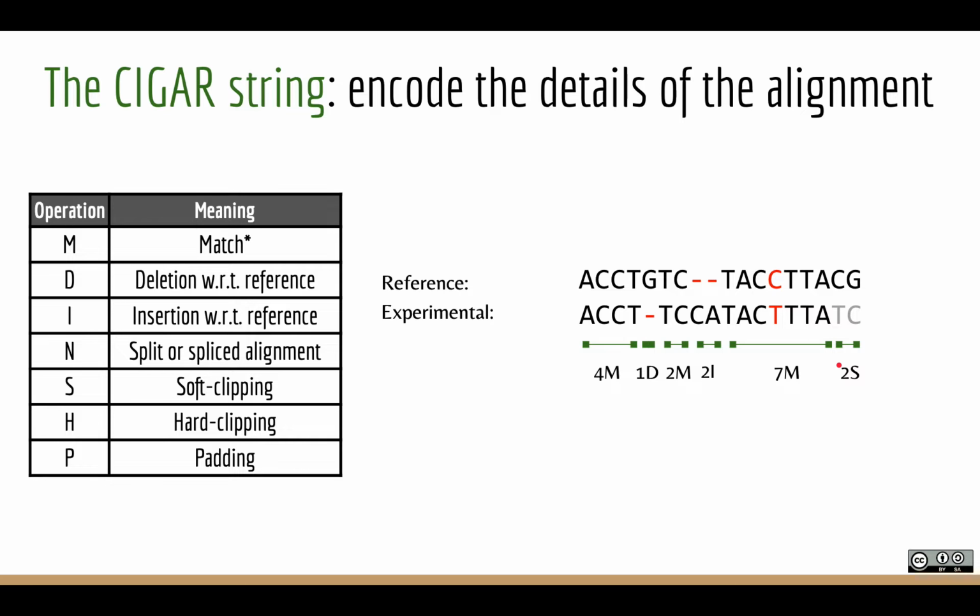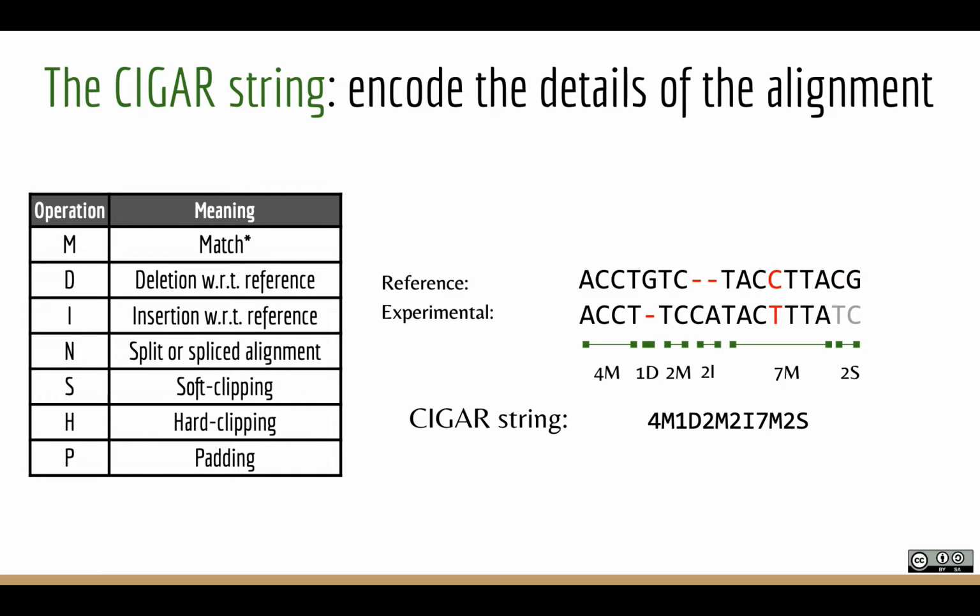These last 2 nucleotides are not part of the alignment. It's a local sequence alignment. And we learned last time that a local sequence alignment cannot start nor end with mismatches. So these 2 nucleotides are not part of the alignment, so they're clipped. They're soft clipped. Okay? So the resulting cigar string, what we'd see in the SAM file, would be 4M1D, 2M, 2I, 7M, 2S.